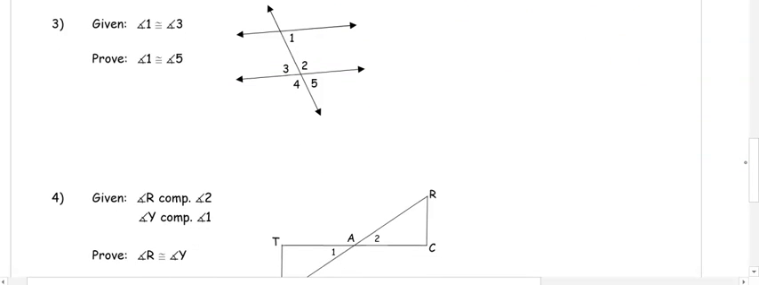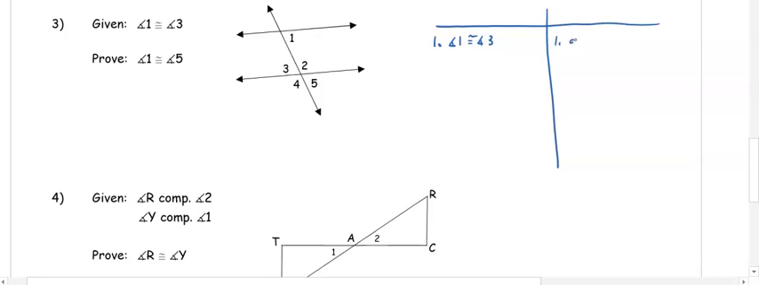In number 3, given angle 1 is congruent to angle 3, we want to prove that angle 1 is congruent to angle 5. So we're going to do a bit longer of a proof with a couple of steps here. So remember, we have our statements and our reasons. We always start with our givens. So we have angle 1 is congruent to angle 3, and that is given. In order to prove that angle 1 is congruent to angle 5, we need to make some connection here. Well, we know that angle 5 and angle 3 are congruent because they are vertical angles. So our next step, we're going to say angle 3 is congruent to angle 5. Vertical angles are congruent.